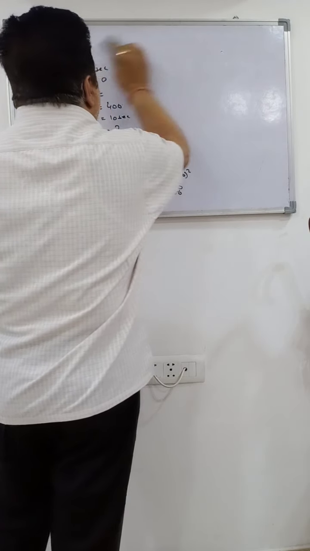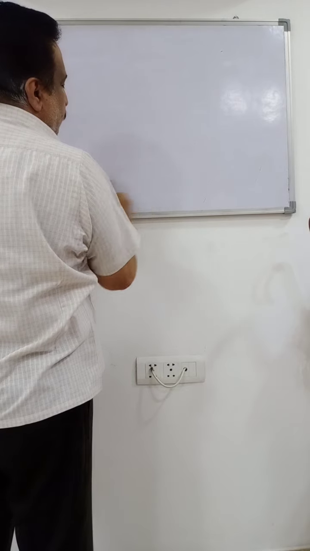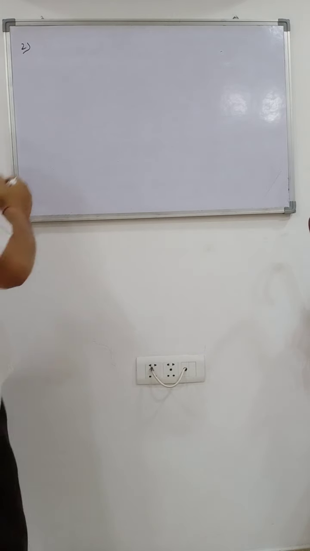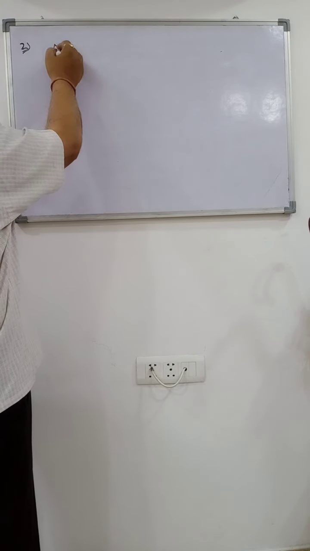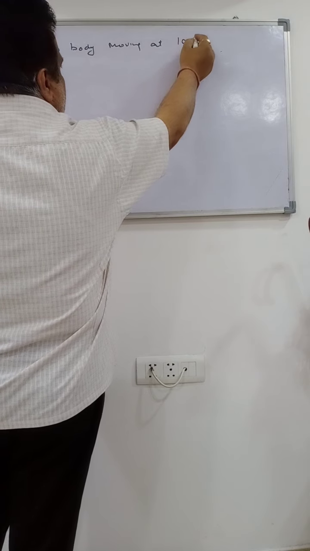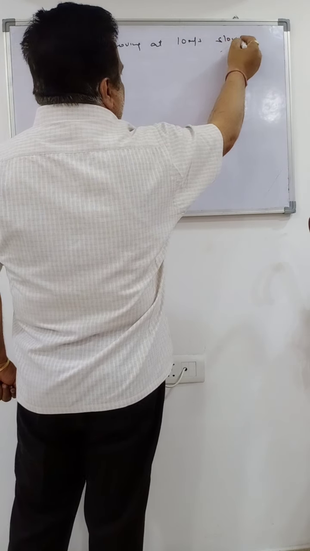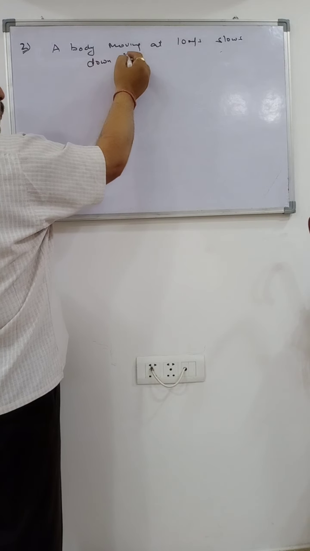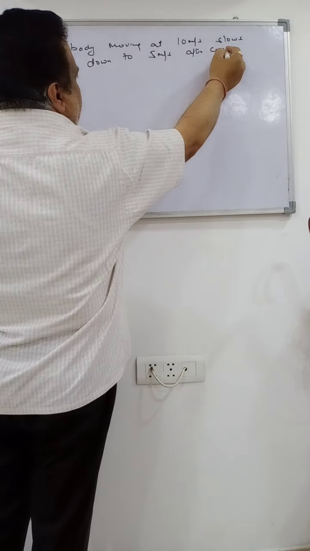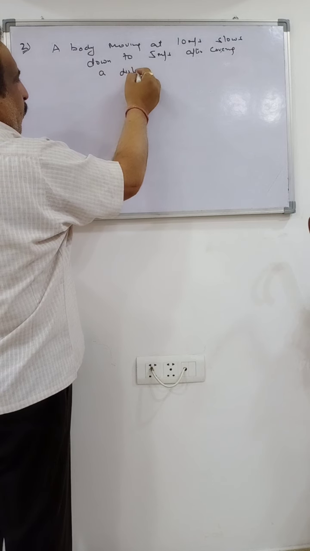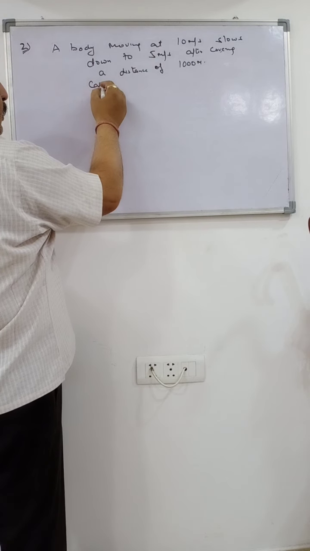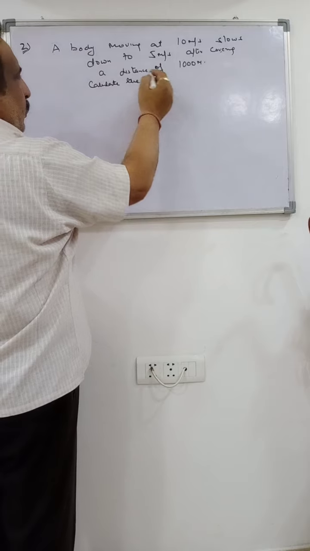Example number 3 for the same type of questions. A body moving at 10 meter per second slows down to 5 meter per second after covering a distance of 1000 meters. Calculate the acceleration. It means what?